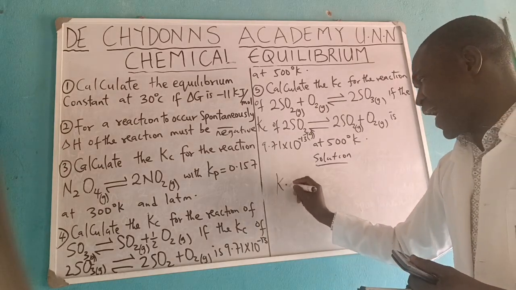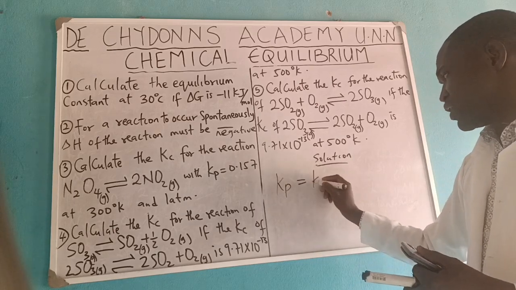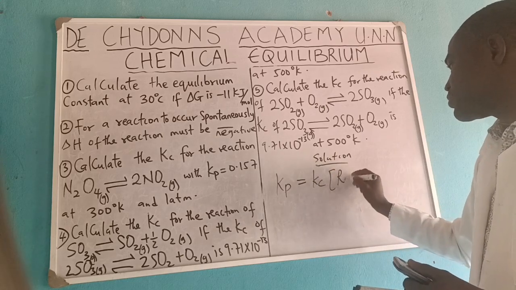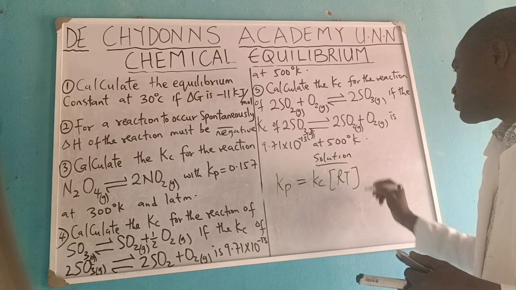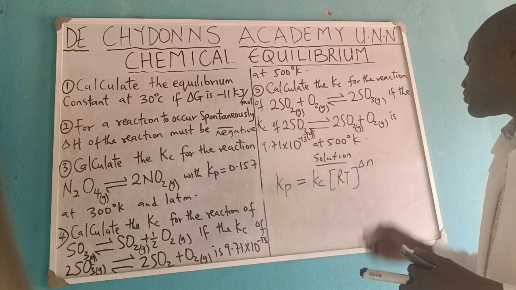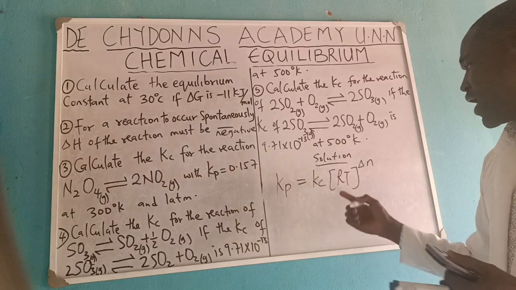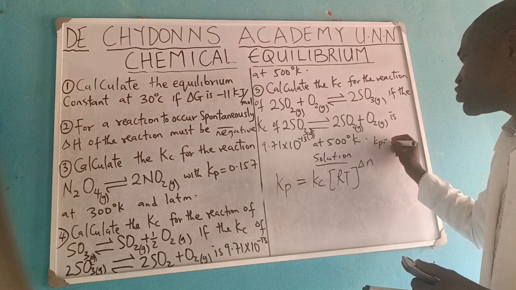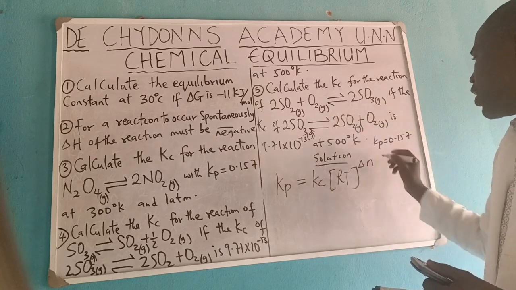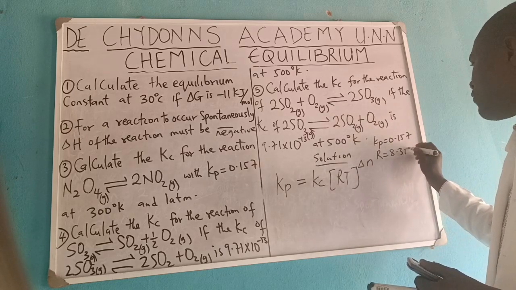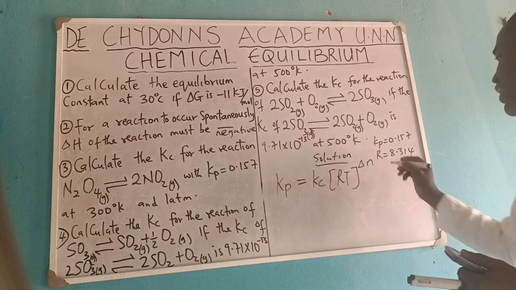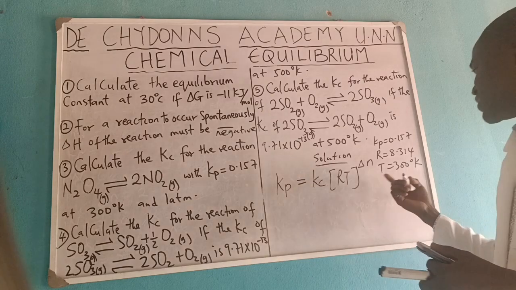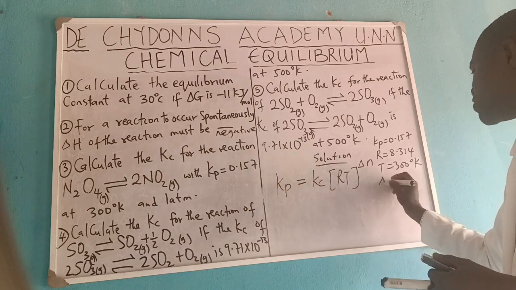Now, if you are given this type of question, it is simple. You tell them that I remember that Kp is equal to Kc (RT) raised to the power of change in n. Are you getting it? We have this formula. Now, what is your Kp? Kp was given to be 0.157. What is your R? We say it's 8.314. It's constant. It's always constant. T is equal to 300 Kelvin. That is our T. And we are looking for change in n.